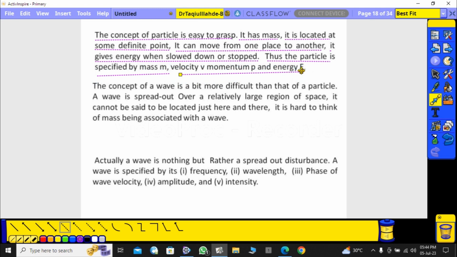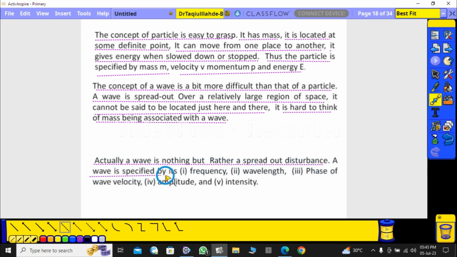Whereas we'll check for the wave, but the concept of wave is a bit more difficult than that of a particle, right? Why? Because a wave is spread over a relatively large region of space. It cannot be said to be located just here and there. It is hard to think of mass being associated with the wave. Actually, a wave is nothing but a spread out disturbance, right?